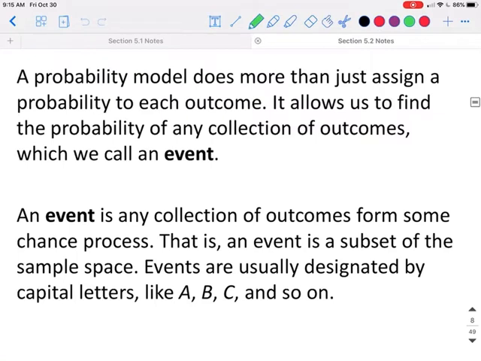A probability model does more than just assign a probability to each outcome. It allows us to find the probability of any collection of outcomes, which we call an event. So an event is a collection of outcomes from some chance process. That is, an event is a subset of the sample space. Events are usually designated by capital letters such as A, B, C, and so on.